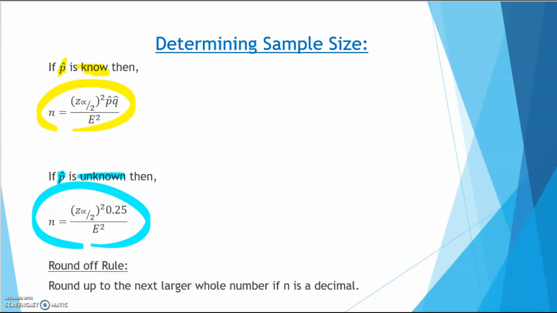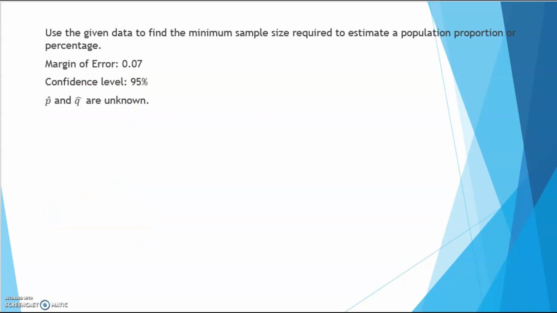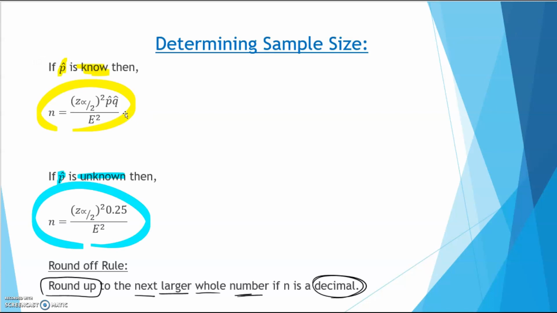Okay. The important part is you need to round up to the next larger whole number if n comes out to a decimal. Okay. So use the given information to find the minimum sample size required to estimate a population proportion or percentage. And here's your info. Your margin of error is 0.07. Your confidence level is 95. P hat and Q hat are unknown. So since they are unknown, I need to use this second formula.